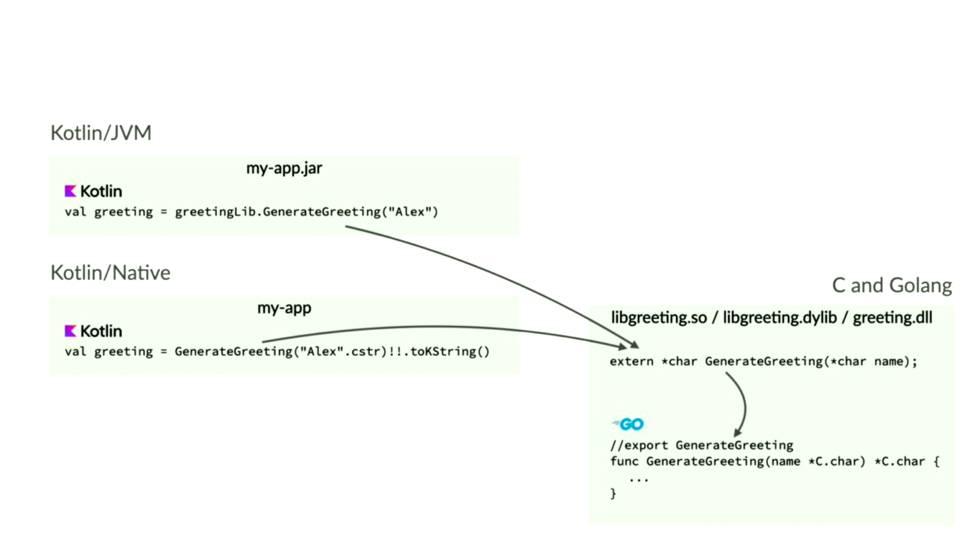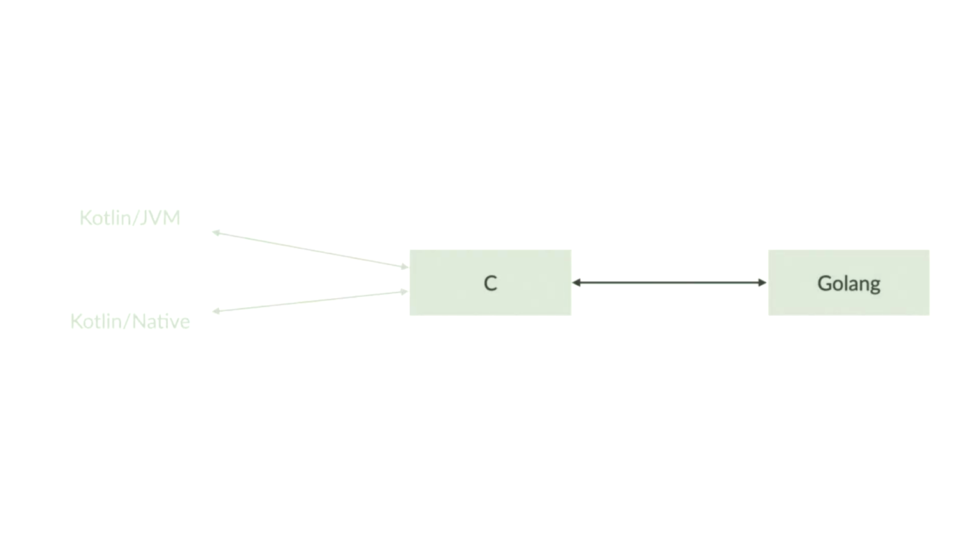So now the problem decomposes down to these two parts. One is exposing Golang code as a C function, and the other one is then calling that C function from Kotlin. So let's start on the Golang side. How do we expose a Go function as a C function?